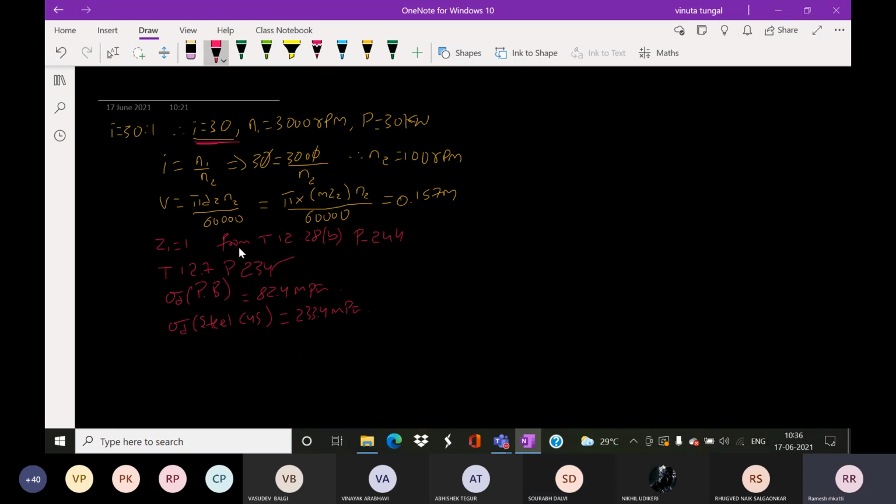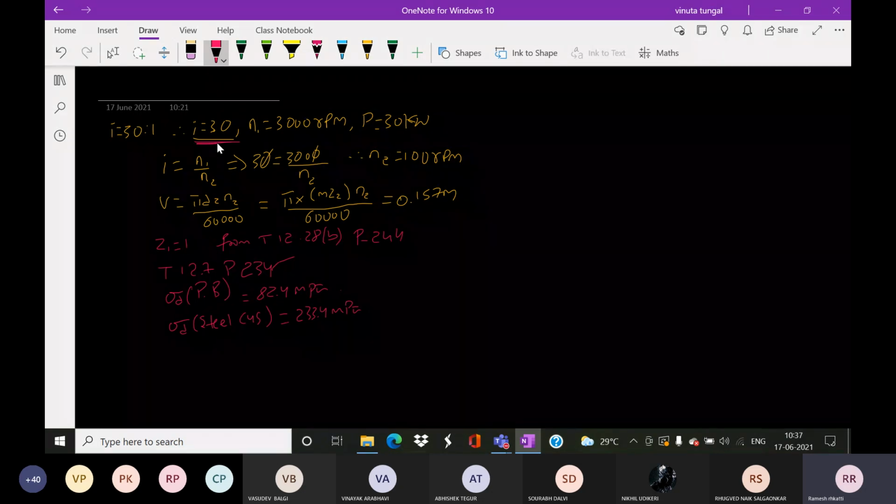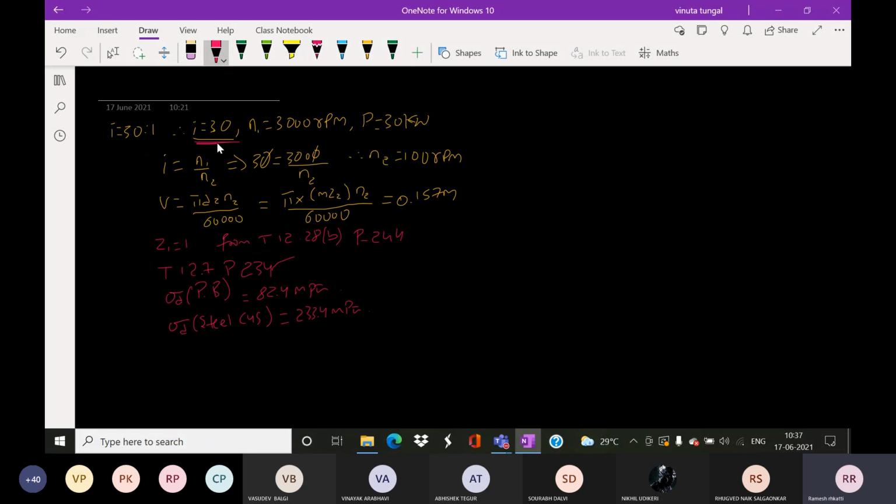Z2 is calculated. See here, in the given statement, what he has given: design a worm gear drive to transmit 2 kilowatt power at 1200 RPM. N1 is given. Sorry, I was reading a different statement. Design a worm gear for the speed reduction ratio of 30:1 from a motor running at 300 RPM. Motor running RPM means N1 is given. Speed reduction ratio is nothing but I, which is given. After that, power transmitted is given as 30 kilowatt. Only three data are given: I, N1, P.